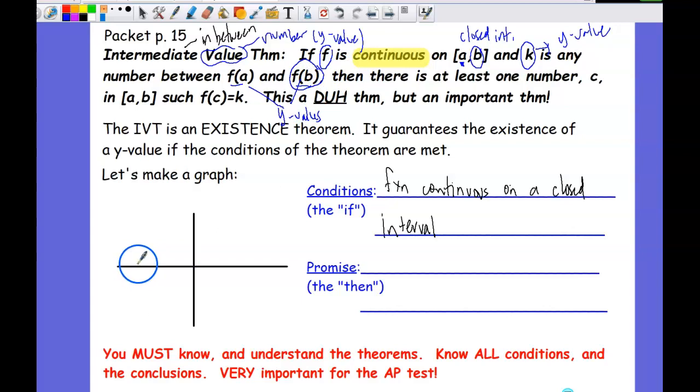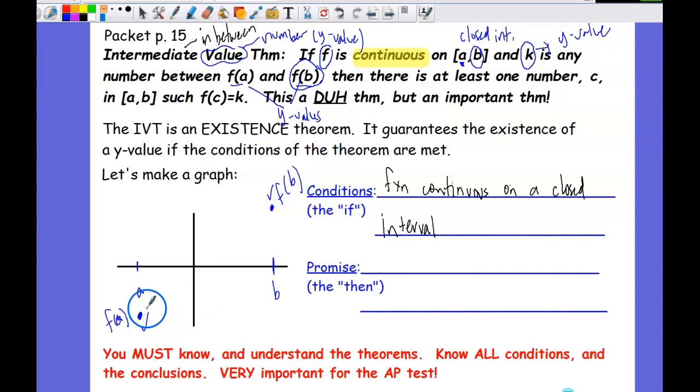So over here on this graph, I'm going to randomly say, this is my value of a, and over here, this is my value of b. So let's say that f of a is somewhere down here, just so happens to be negative. It doesn't have to be negative. So there's f of a. And f of b is here. There's a y value. I don't know what it is, but it's a y value. So now k is any number between f of a and f of b. So k is a number between this y value and this y value. Now notice it says my function has to be continuous.